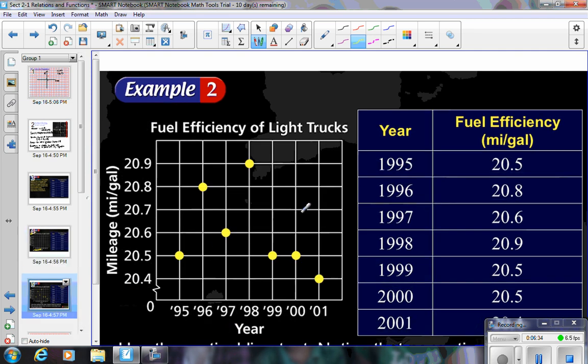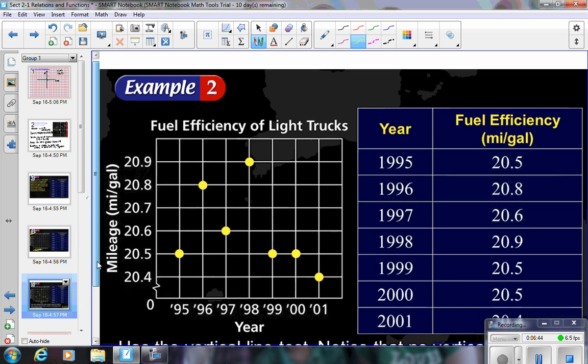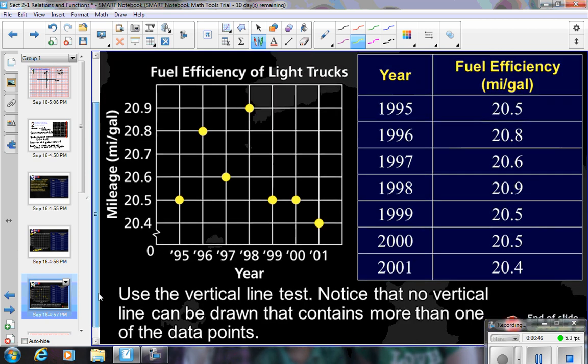So 1995 was 20.5 miles per gallon, so you'd mark a point there. Continue to do that for your data, and then the question was whether or not it was a function. If you use a vertical line test and run a vertical line across, you'll see it will not cross 2 points at once. So according to our vertical line test, that means yes, it is a function.